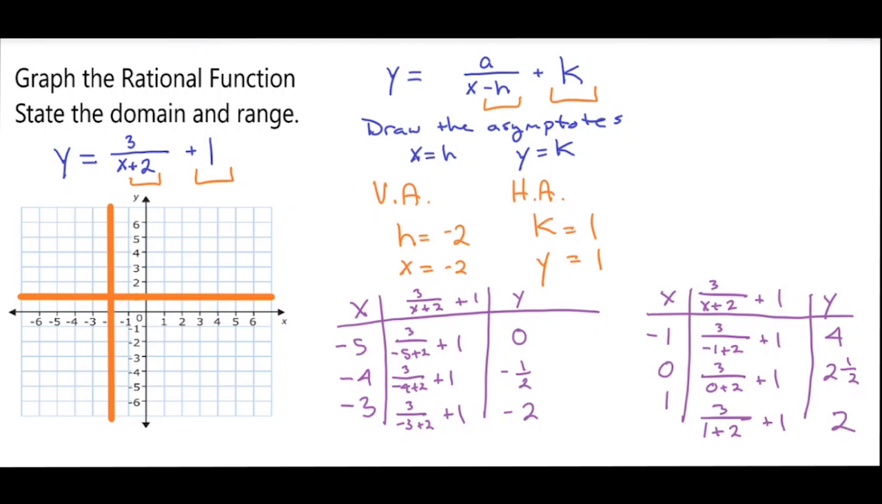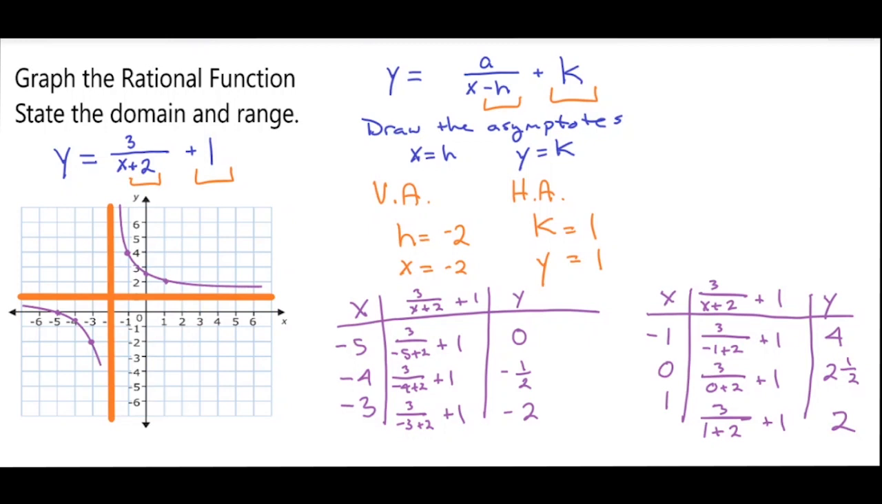So when I plot the points, let's do the left side first. Negative 5, 0. Negative 4, negative 1/2. And negative 3, negative 2. Now we'll plot the right side. Negative 1, 4. 0, 2.5. And 1, 2.